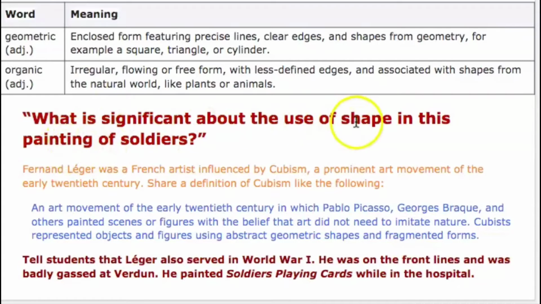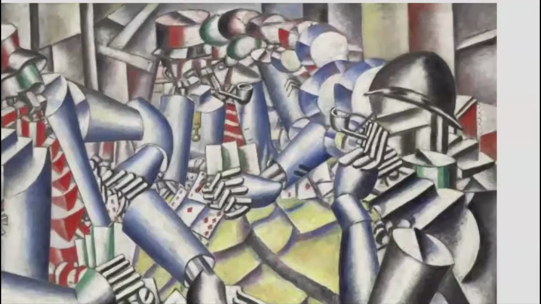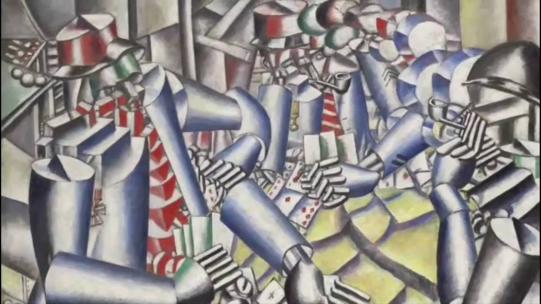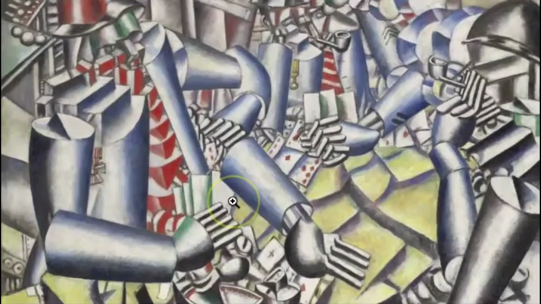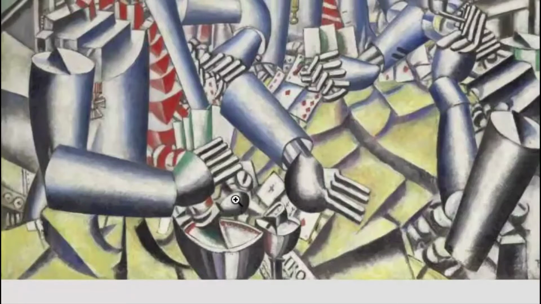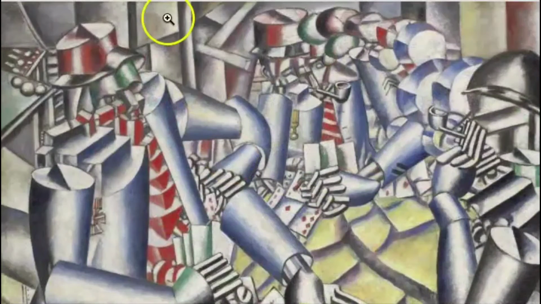What is significant about the use of shape in the painting of soldiers? So remember, this is the painting. What type of organic or geometric shapes do you see?